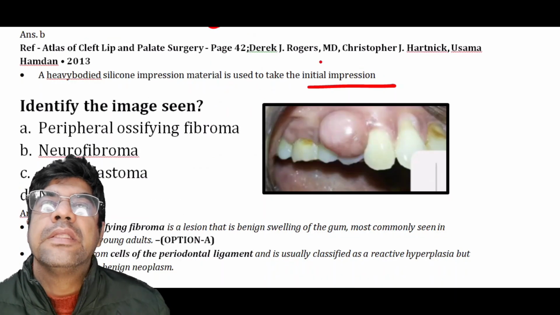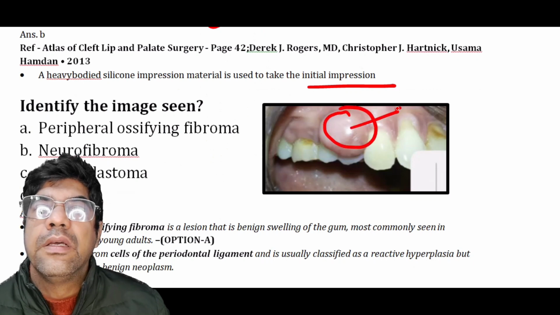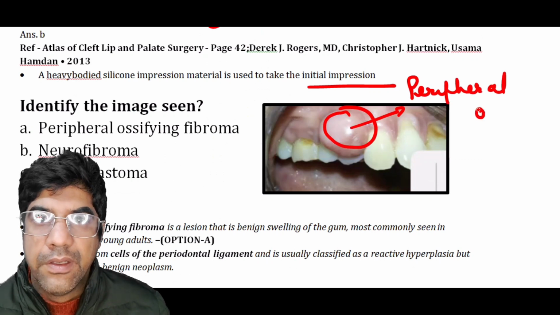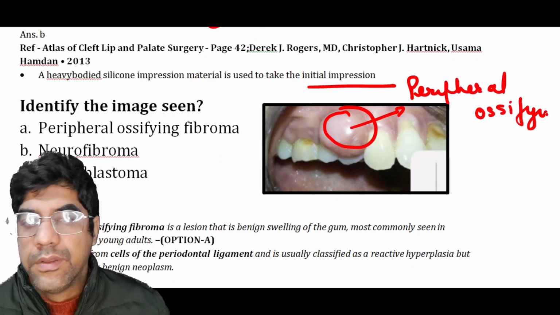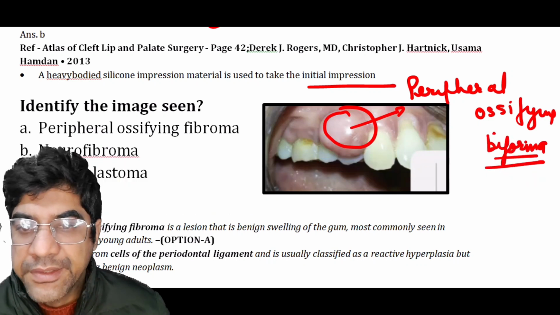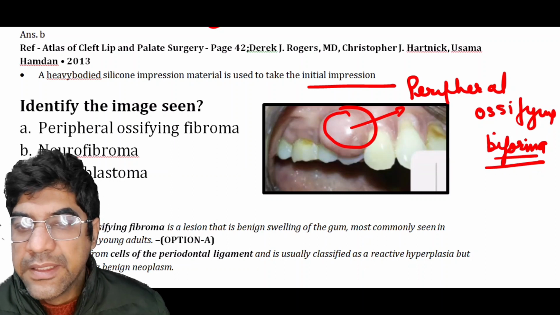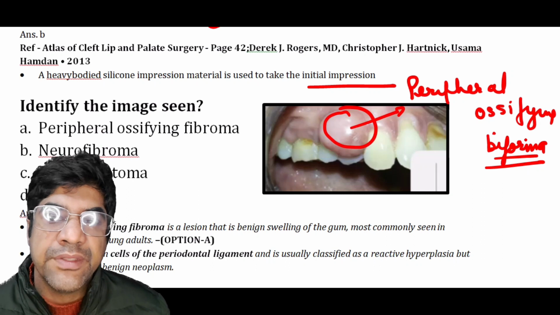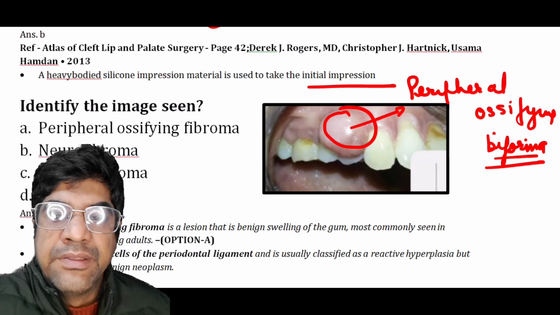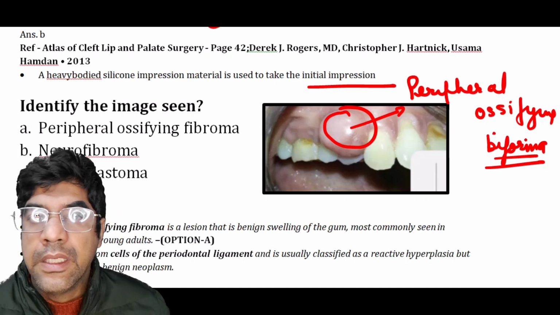Identify the image that is seen here. It's an example of peripheral ossifying fibroma. So remember, it is a benign swelling that is seen in the teenagers, and it results from the cells of the periodontal ligament, and it is classified as a reactive hyperplasia, but sometimes a benign neoplasm.